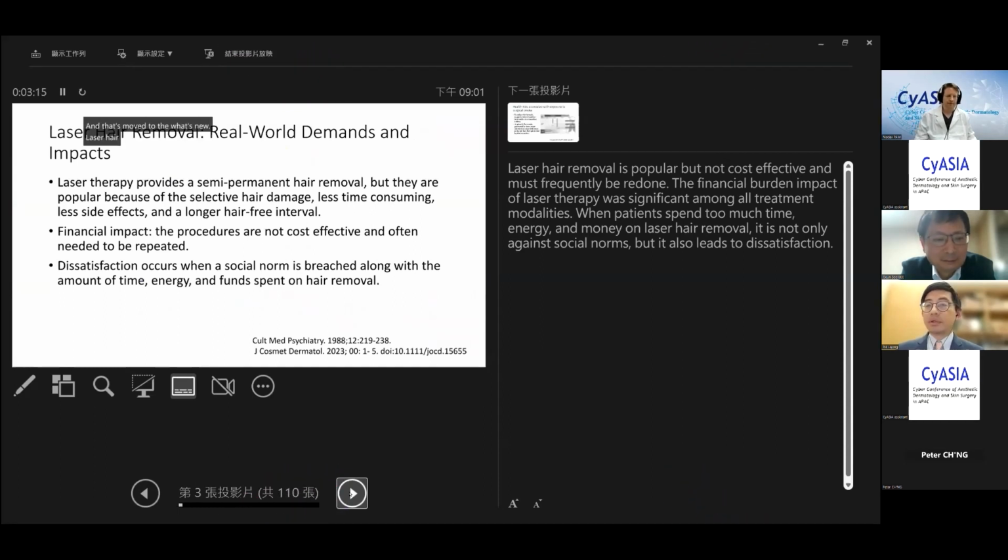Laser hair removal is popular but not cost-effective and must frequently be redone, and the financial burden of laser therapy was significant among all treatment modalities. When patients spend too much time, energy, and money on laser hair removal, it is not only against social norms but also leads to dissatisfaction. So we need to worry about that. If a patient receives the treatment but the response is not as good as they expect, they'll feel dissatisfied. That's the reason we need to take very good care of the energy settings, especially to avoid complications.